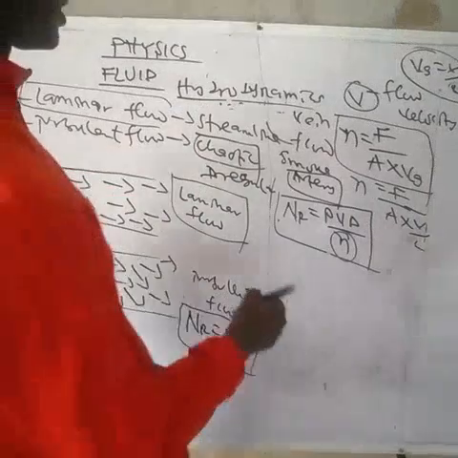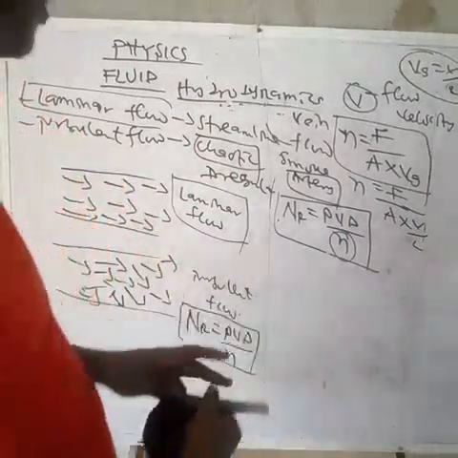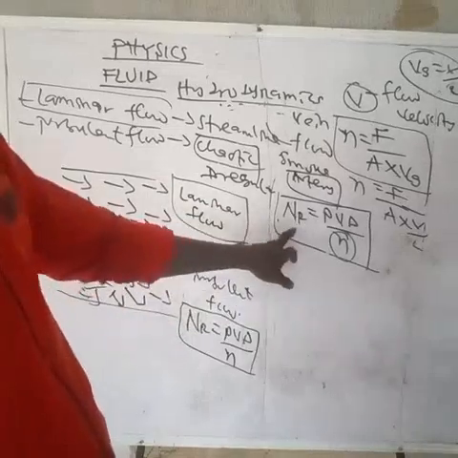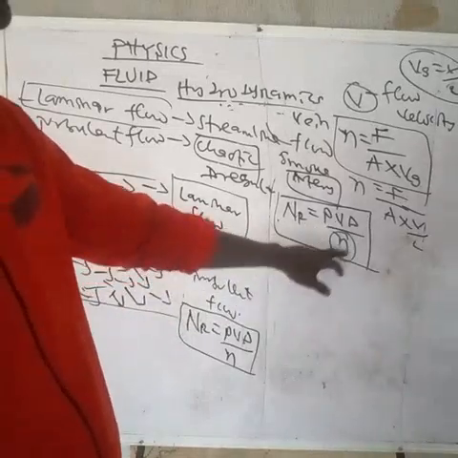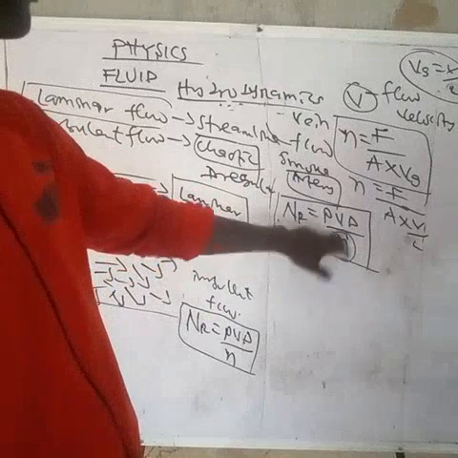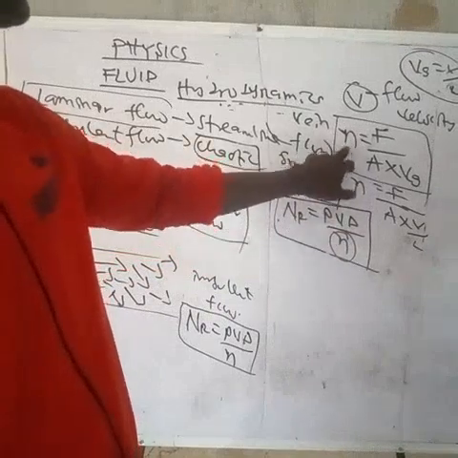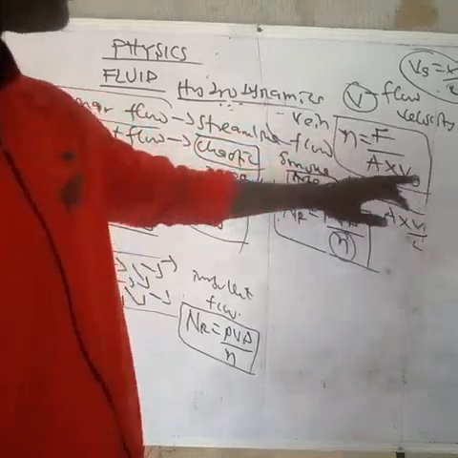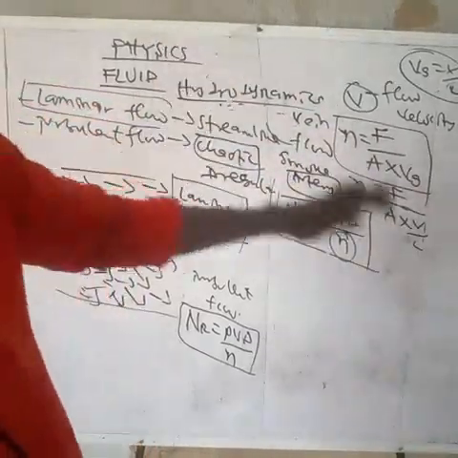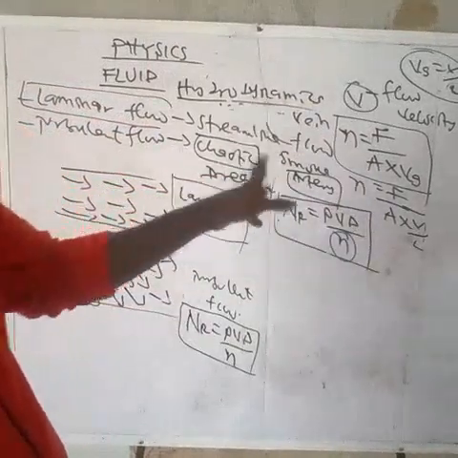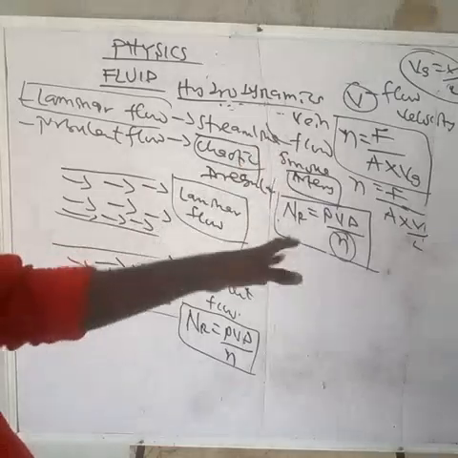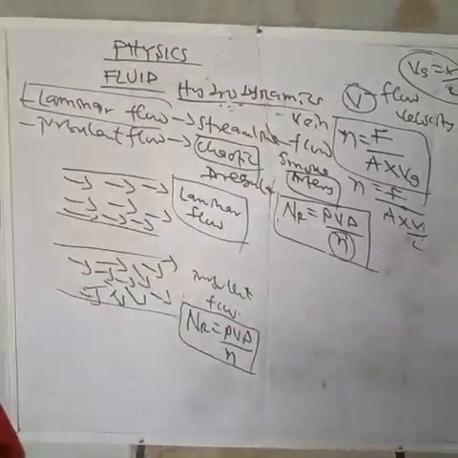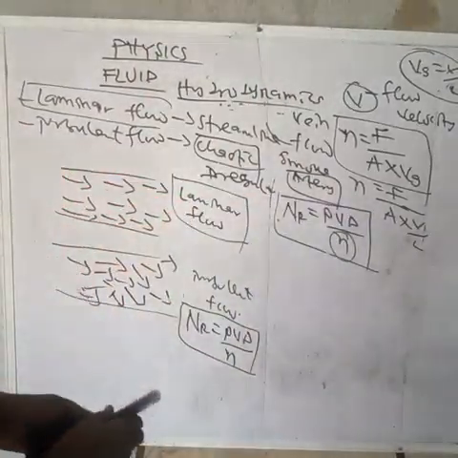Now I said that turbulent flow always has a high Reynolds number, and the formula of the Reynolds number is rho v d over eta. Eta is the coefficient of viscosity, which is force over area multiplied by the velocity gradient. Velocity gradient is velocity over length, temperature gradient is temperature over length, and pressure gradient is pressure over length. That is in the case of Poiseuille's equation.